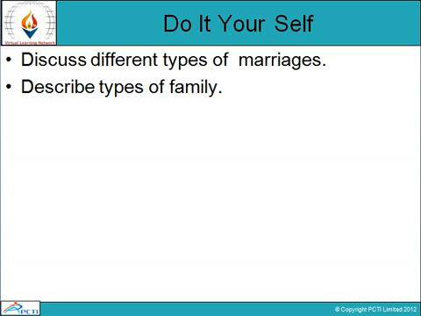So, at the end of this session, you have two questions to do. First is discuss different types of marriages and describe types of family.